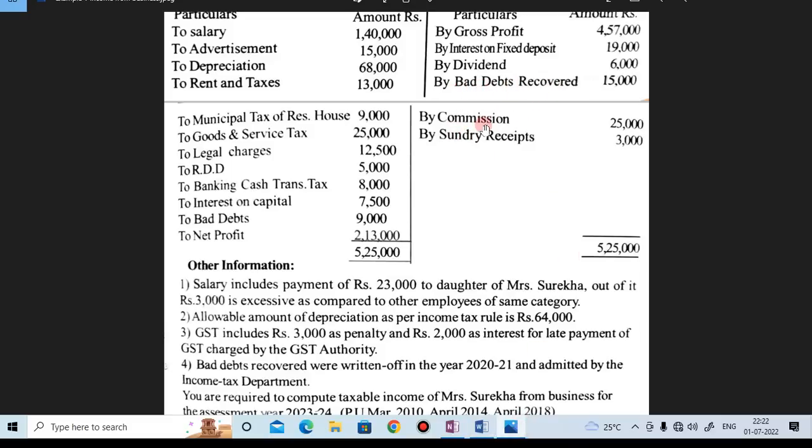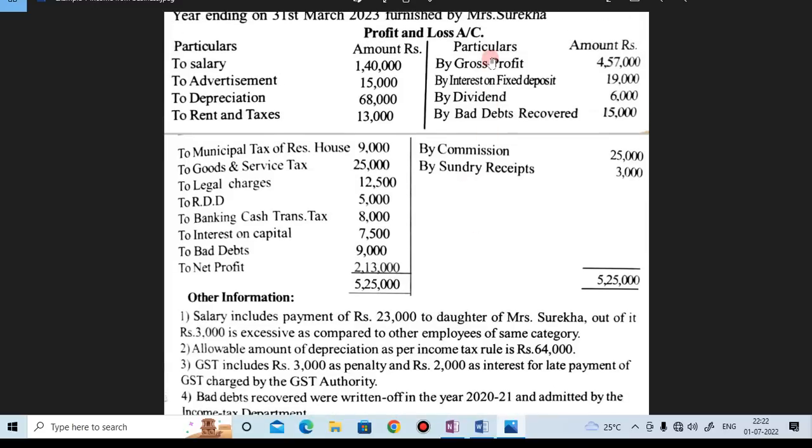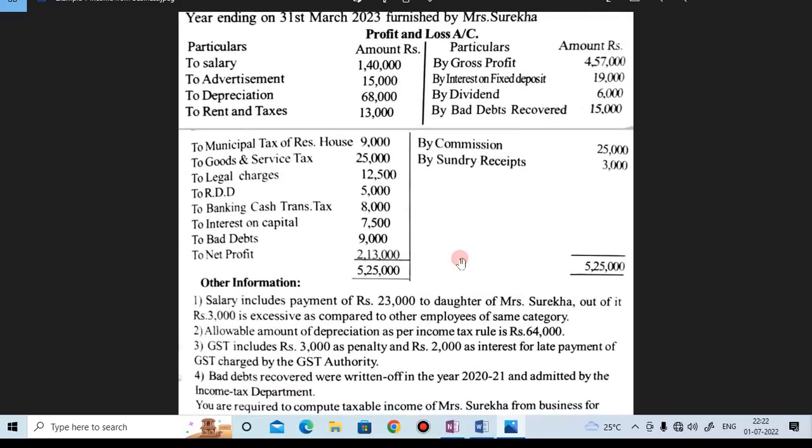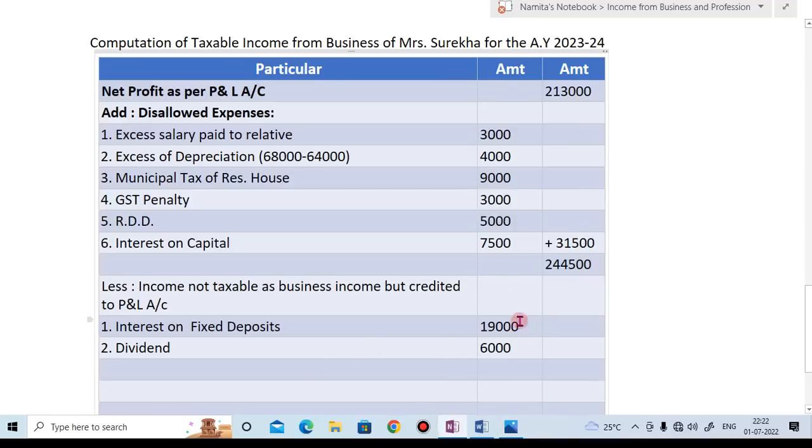Then commission is fully related to business, so you do not have to take it in the calculation. Next is sundry receipt, 3,000. Sundry receipt is also related to business. So now all the entries we have written. Now add this 19,000 plus 6,000. So in total you will get 25,000.